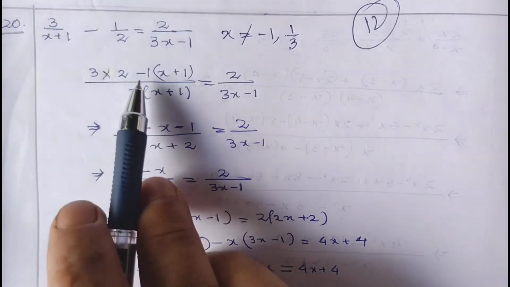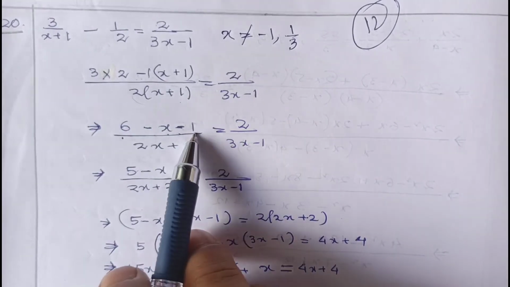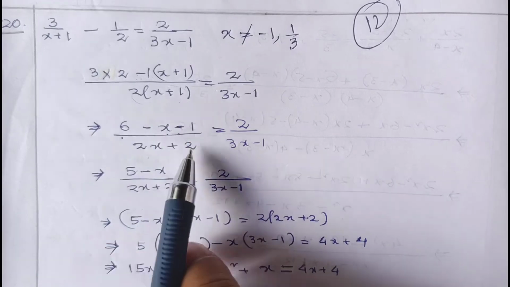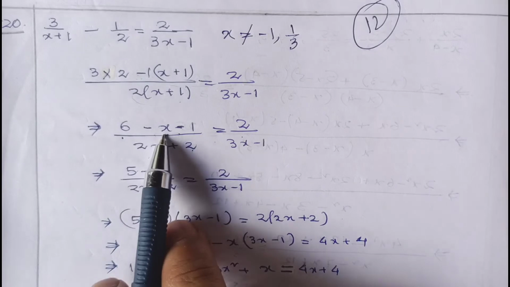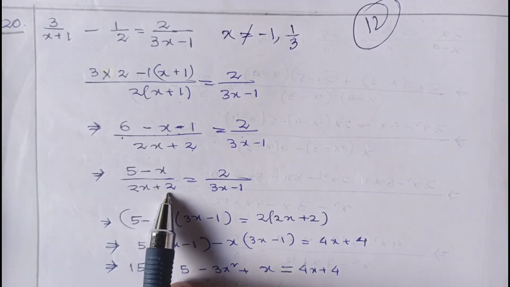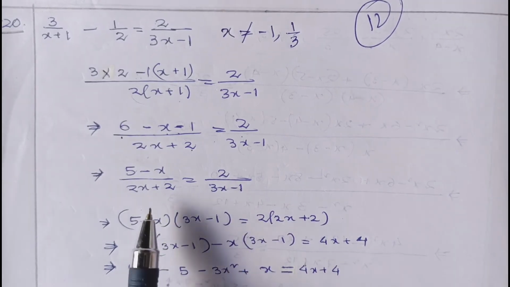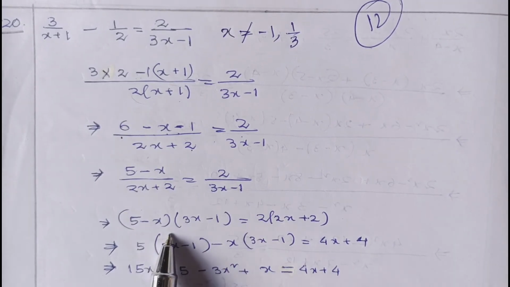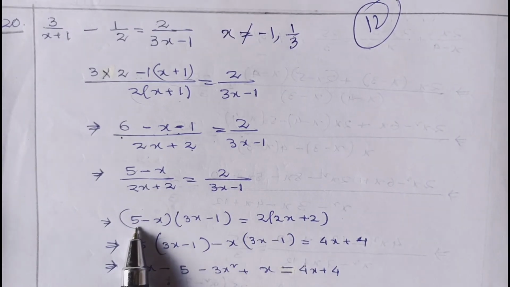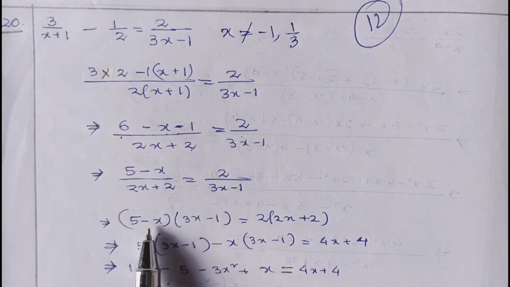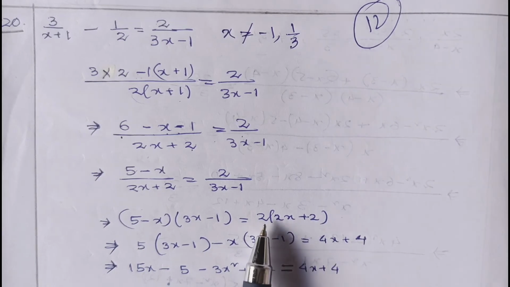Now 3 into 2, 6, minus 1 into x minus 1 into 1, 6 minus 1, it will be 5 minus x divided by 2x plus 2 equals to 2 divided by 3x minus 1. Now if we cross multiply, it will be 5 minus x into 3x minus 1, and here it will be 2 into 2x plus 2. So 5 into 3x minus 1 minus x into 3x minus 1 equals to 2 into 2x plus 2 into 2.